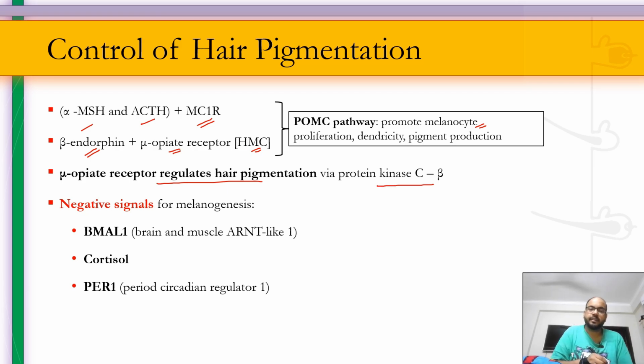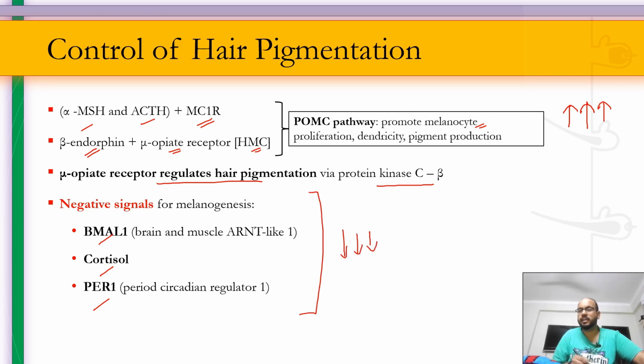Negative signals, that means signals that will stop color formation, include brain and muscle ARNT-like 1, cortisol, and PER1. So I'm just mentioning it here for academic interest. It has been mentioned in Fitzpatrick, so I thought I'll mention it here. Okay, let's move forward. So we have the proteins that will increase the hair color, and we have the proteins which will decrease the hair color. Clear? Let's move forward.